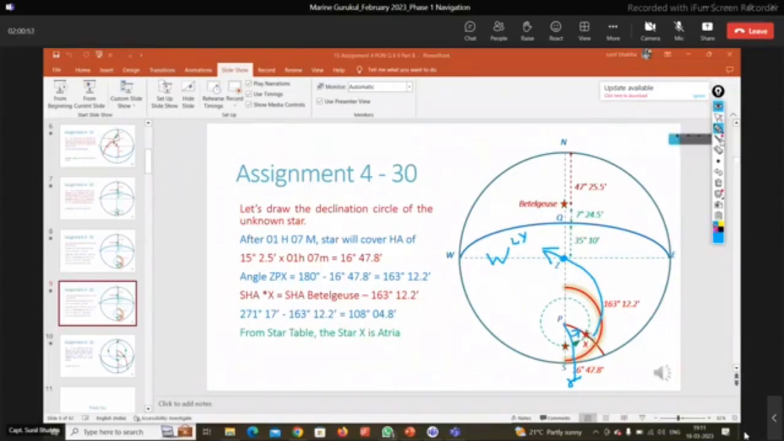Now let me show you the SHA of Betelgeuse also. Let me show this in red. SHA of Betelgeuse is going to be this particular value up to here. So this pink angle which I have shown is the SHA of Betelgeuse, and the blue angle here is the SHA of the unknown star. Let me erase the unnecessary lines. So SHA of Betelgeuse minus 163 degrees will give you the SHA of the unknown star. Yes, sir, I got it. Understood.